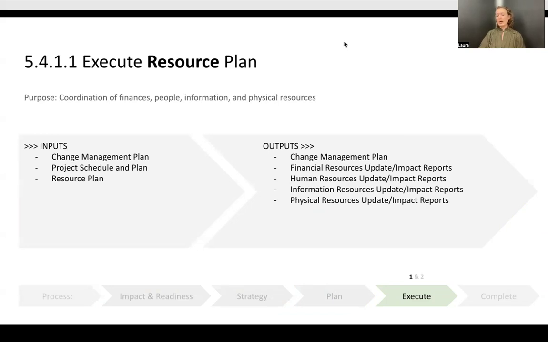In this group, your inputs will be the change management plan, project schedule and plan, and resource plan. Your outputs include the change management plan, financial resources update and impact reports, human resources update or impact reports, information resources update or impact reports, and physical resources update or impact reports.